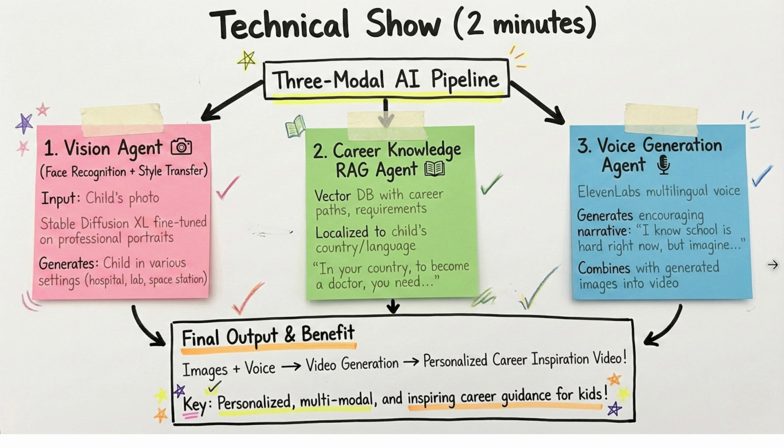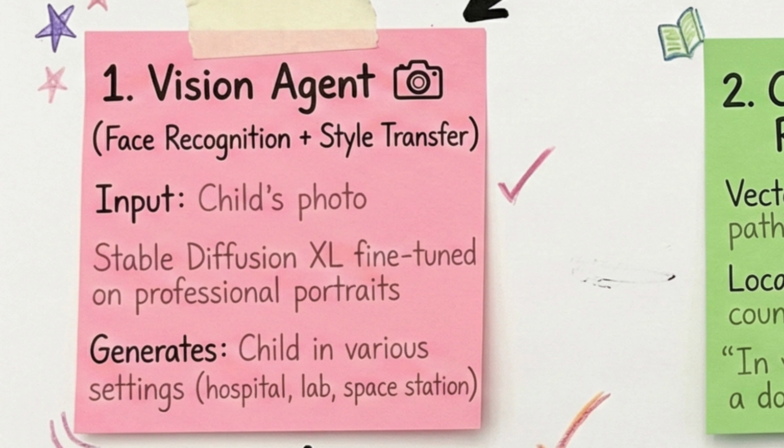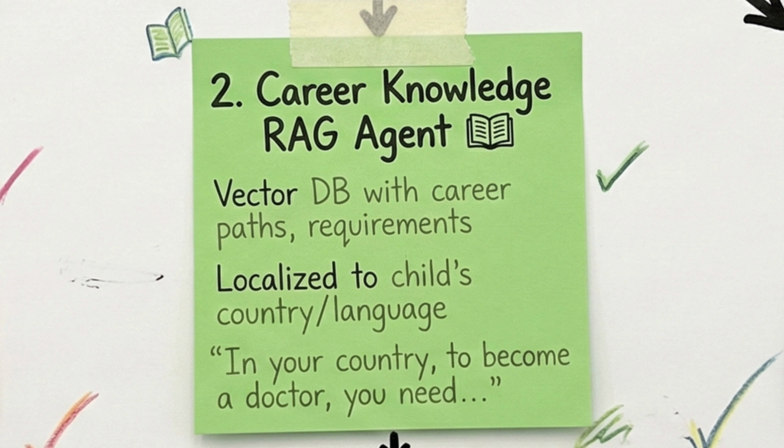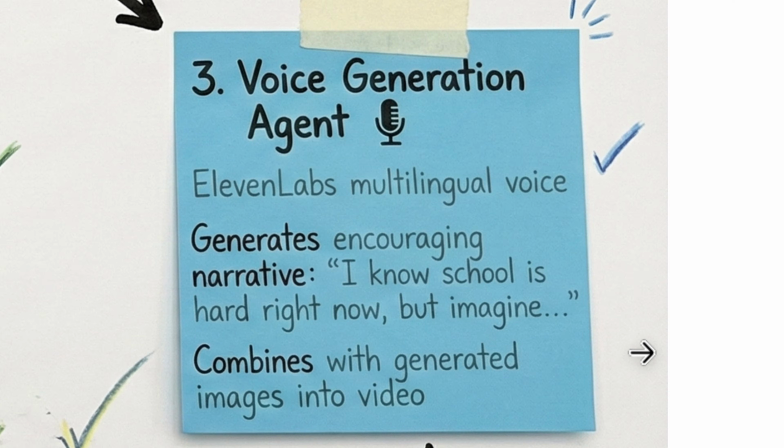The first one will do face recognition and style transfer. It takes the child's photo and then generates various settings, like a hospital, a lab, or a space station. Then the career knowledge is where we put everything: career paths and requirements, localized to the child's country and language. Then we have ElevenLabs for multilingual voice generation.